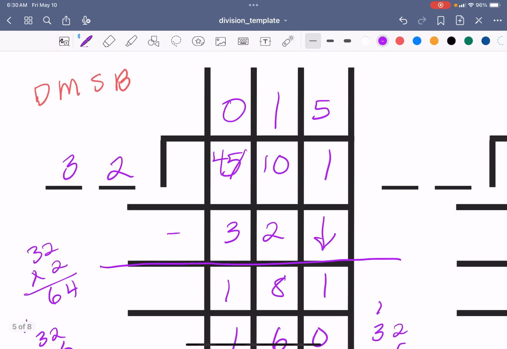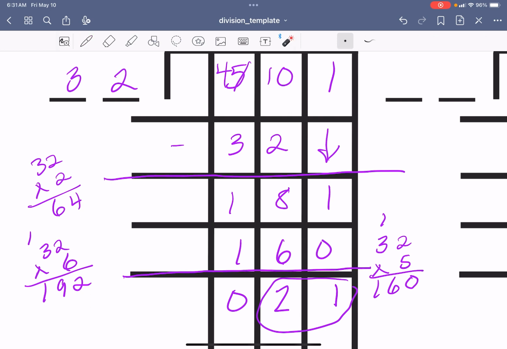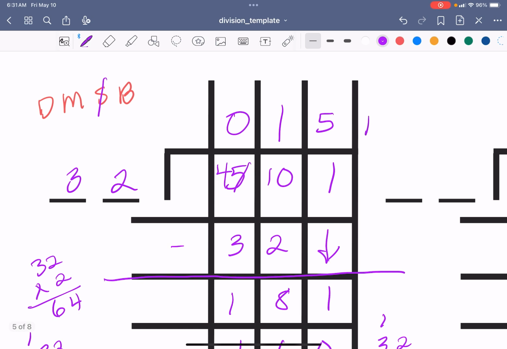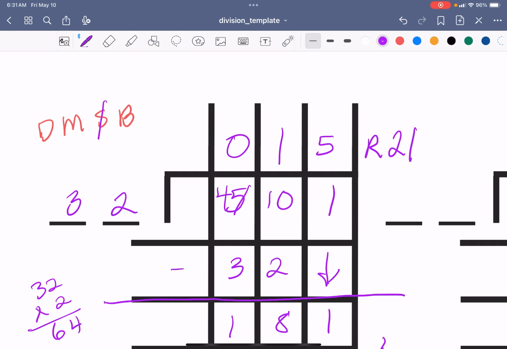Then we're going to subtract. 1 minus 0 is 1. 8 minus 6 is 2. And 1 minus 1 is 0. So our remainder is going to be 21 because 32 cannot go into 21. So remainder 21. So our final answer is 15, remainder 21.